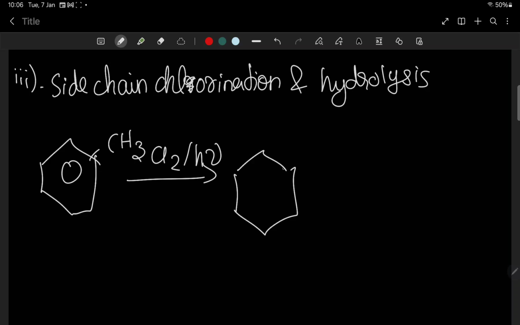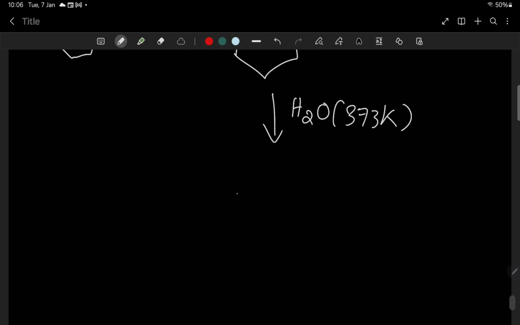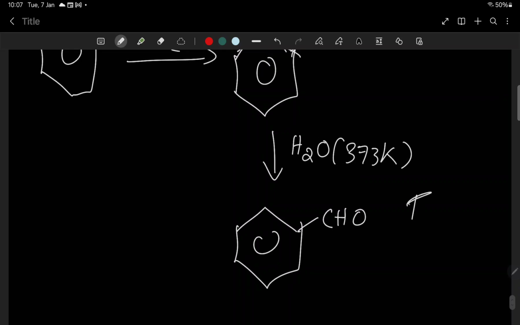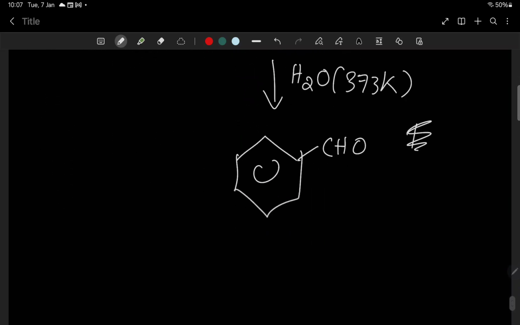So we get benzylic haloalkane. Into that add warm water, 373 K, that is boiling water. What happened? We get benzaldehyde. This is not important, just learn it. Side chain chlorination and hydrolysis.